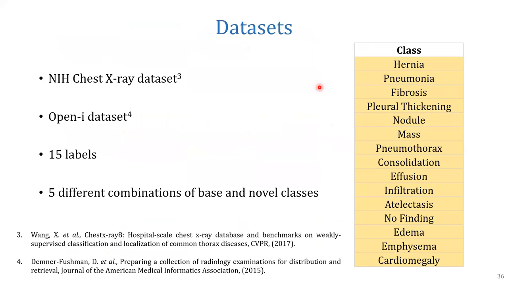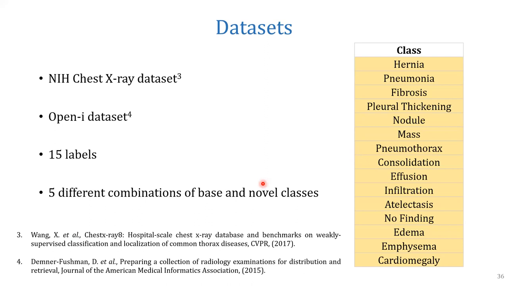So for our experiments, we use two different data sets, the NIH chest X-ray data set and the OpenI data set. And we use 14 different diseases and conditions that are typically found from chest X-rays. These are the diseases and conditions that are associated with the NIH chest X-ray data set, listed in this particular table. And there is also no finding. If the chest X-ray is normal, then this no finding level is assigned. So altogether, we have 15 different diseases or conditions, or let's say 15 different levels corresponding to the chest X-rays.